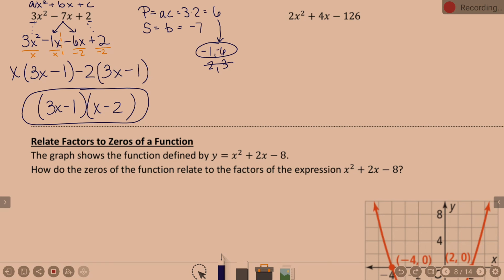Okay. Last problem of the day. GCF. And divide it all by 2. Should we do that? Yes, we definitely should. So if I'm going to divide everybody by 2, don't forget that 2 has to go out front. 2x squared divided by 2 is x squared. 4x divided by 2 is 2x. Minus 63.